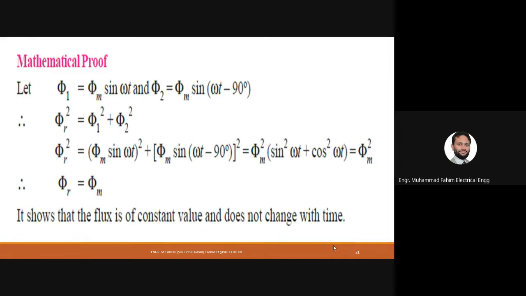Mathematically prove: let phi 1 is equal to phi max sine omega t and phi 2 is equal to phi max sine (omega t minus 90).